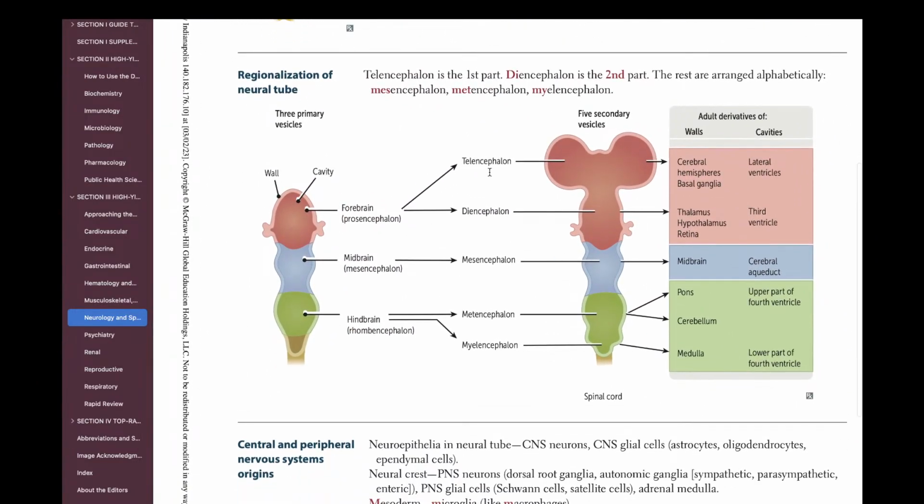Let me just remember again. I should draw this. The forebrain: the telencephalon, diencephalon, and then thalamus, hypothalamus, retina, and cerebral hemispheres, basal ganglia, and then midbrain, pons, cerebellum, medulla. This is actually a good one because I know there's probably going to be one question like this. So let's do some review and self-testing.